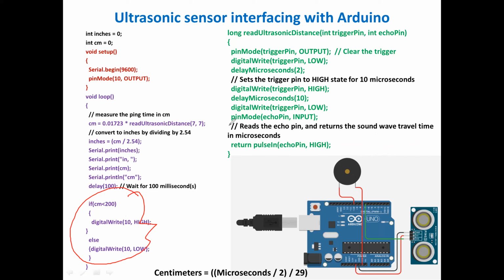Most importantly, I will explain one by one. We are taking some variables and assigning them as 0, that is inches and cm, centimeters. These are all variables. I'm going to find the distance of the object in centimeters and inches, so I've taken two variables and assigned the initial value as 0.